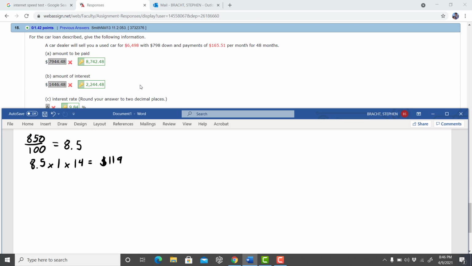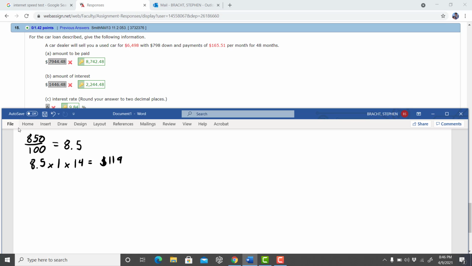15. A car dealer will sell you a used car for $6,498 with $798 down and payments of $165.51 per month for 48 months. What's the total amount to be paid?